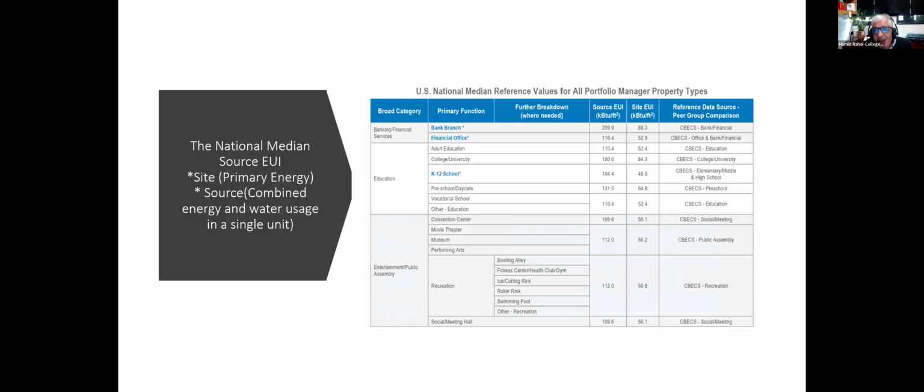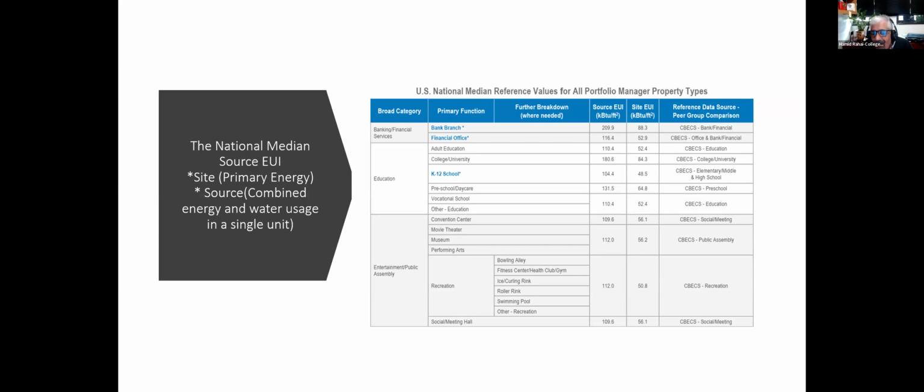So I mentioned, what is the national median reference value for this EUI? Let's look at this. Here we have a source and site designation. Site is primary energy, source is combined. That means combined energy and water usage in a single unit. So here the water usage is also incorporated, in kBtu per square foot.